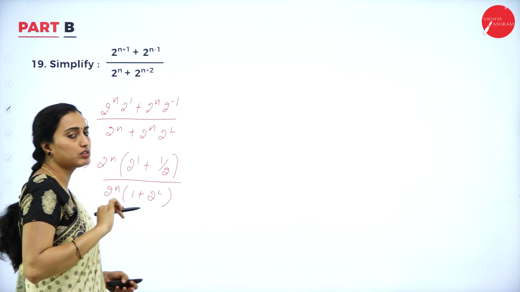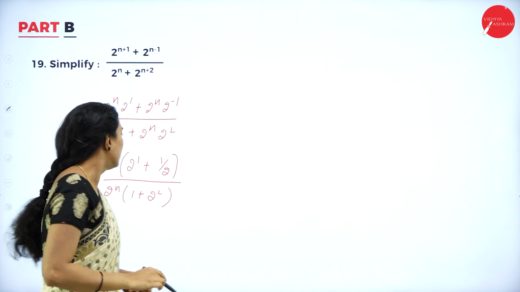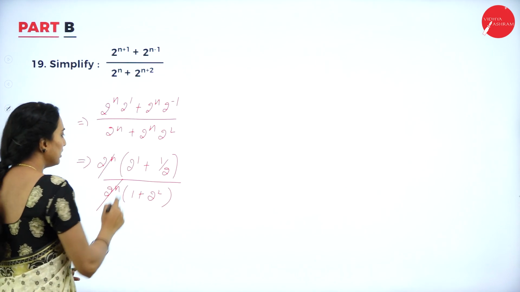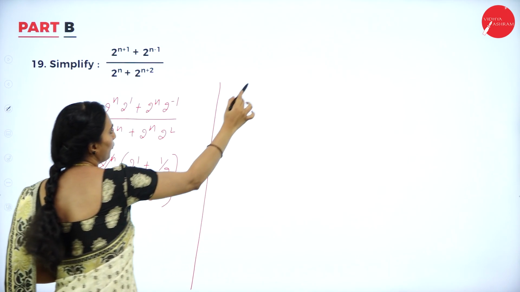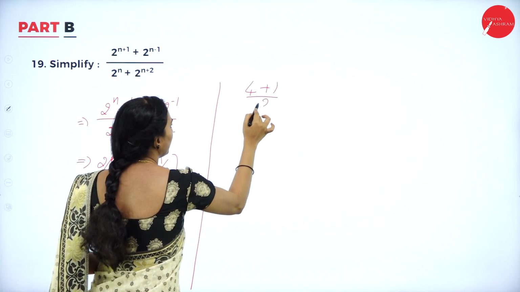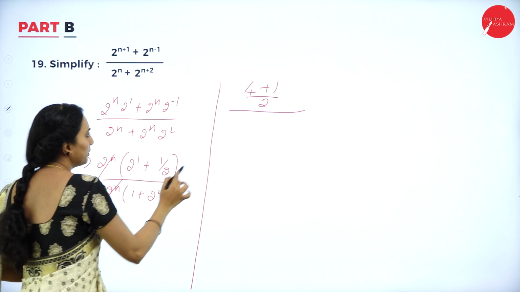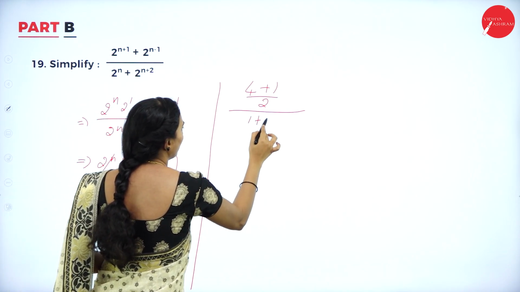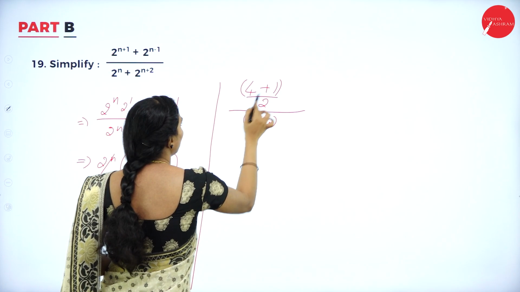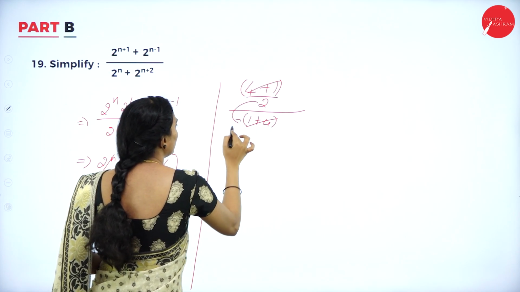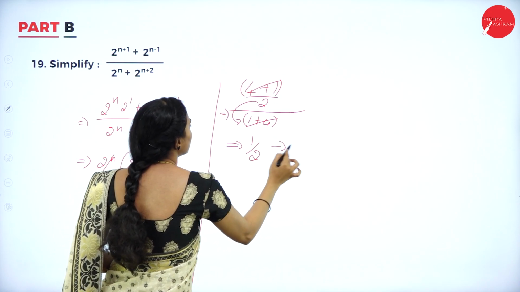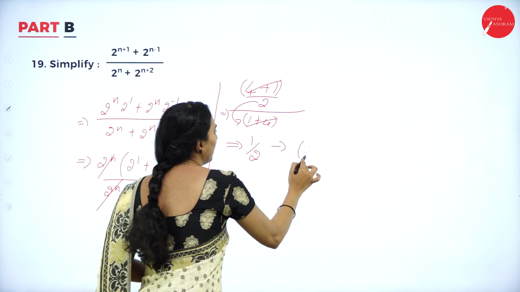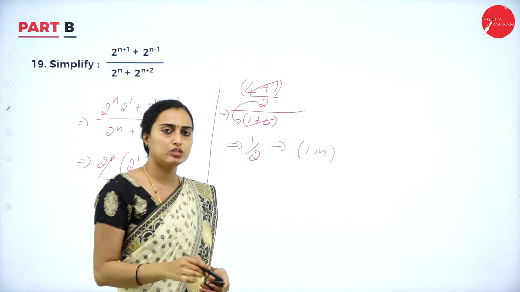Writing these two steps, they are going to provide 1 mark. Now here 2 power n will get cancelled. So what is remaining? 2 plus 1 by 2. You can take LCM: 2 twos are 4 plus 1 divided by 2, whole over 1 plus 2 squared, which is nothing but 1 plus 4. Correct. So here 5 will get cancelled. This 2 will come to the denominator. The answer you are going to get is 1 by 2. These steps they are going to give you 1 mark. Okay. So totally 2 marks.